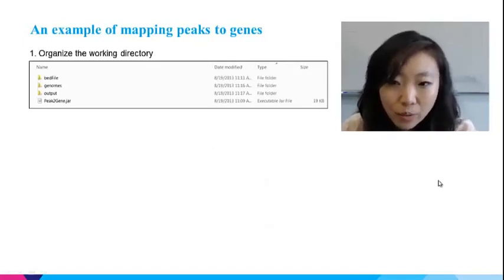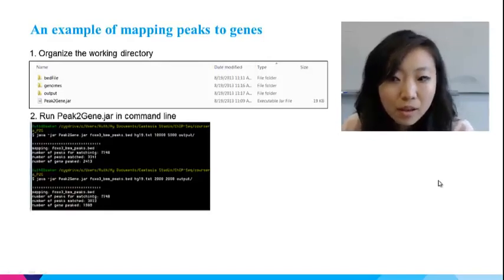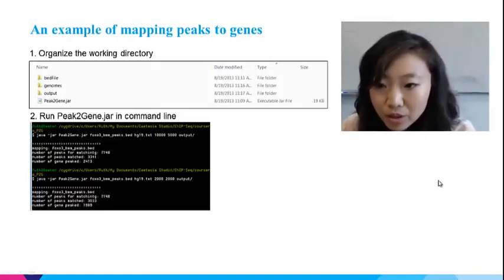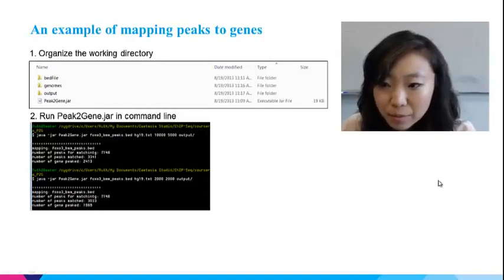Uncompress the package and we'll see pre-organized directories. I'll put the genome annotation files in the genomes folder for your convenience. The next step is to run the peak-to-gene program in the command line. Both Windows command prompt and Mac terminal work. The details about parameters can be found in the README file. The output files can be found in the output folder. You can also define your own output path in the command line as an argument.